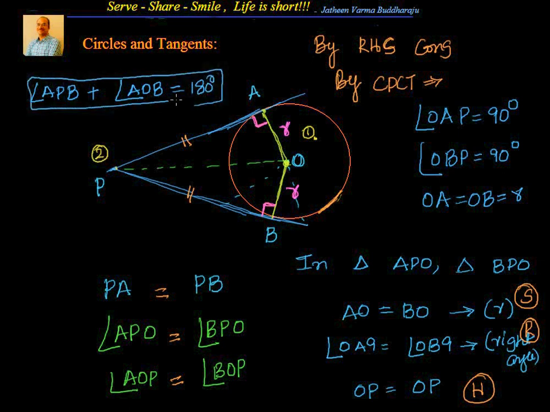Another way to prove that is to consider this quadrilateral APBO. You know that two angles are 90 and 90, which is 180. So the opposite two angles should add up to 180 degrees. If two angles add up to 180, then they are supplementary to each other. So angle APB plus angle AOB is 180 degrees.